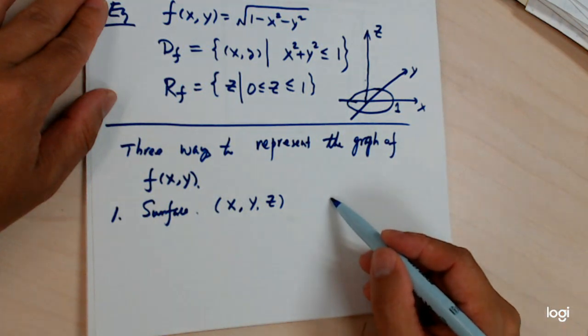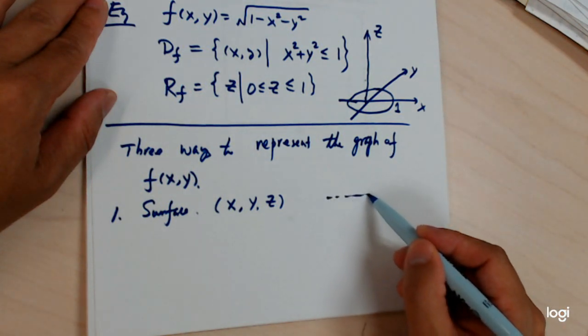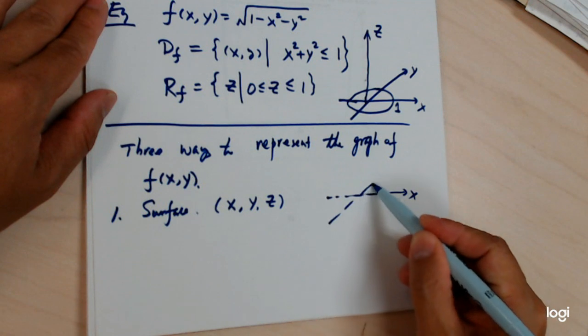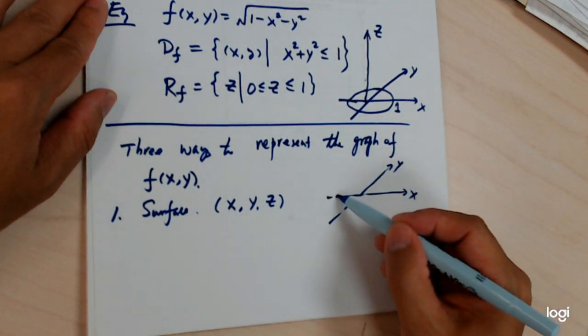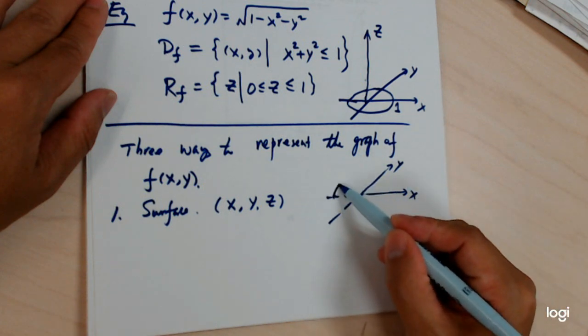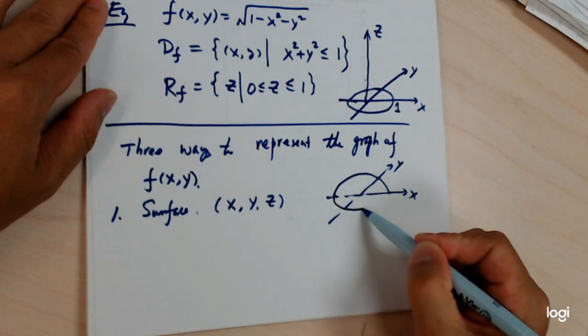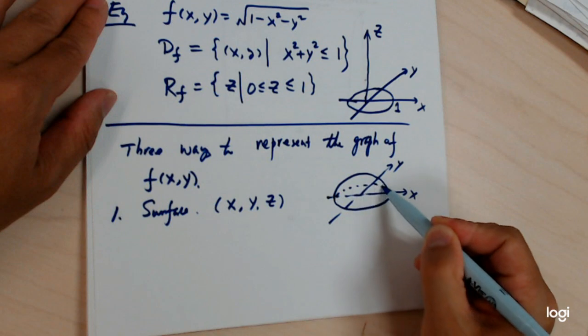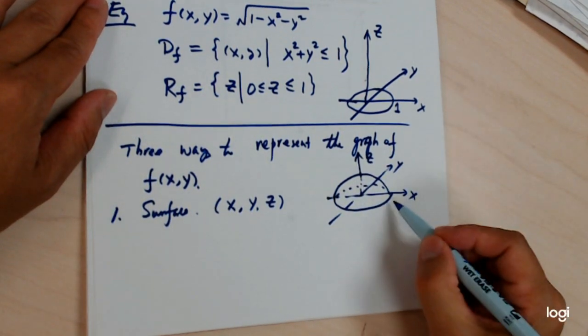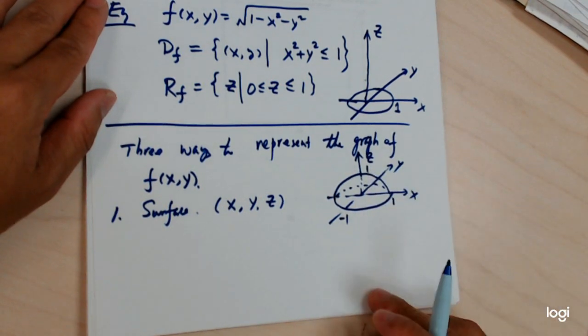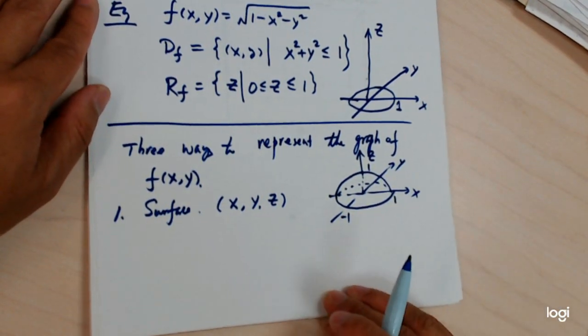So the actual graph for this, as you can picture, is like a dome. It's half of a sphere. That's z. Half of a sphere. So that's the first way.